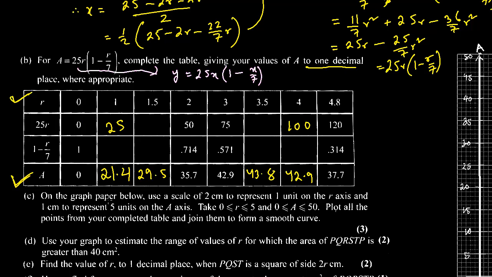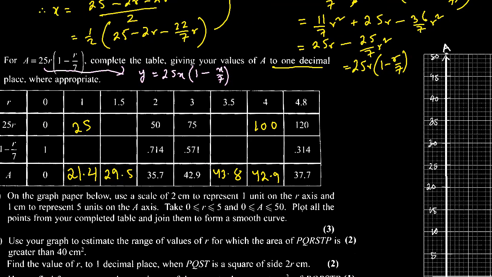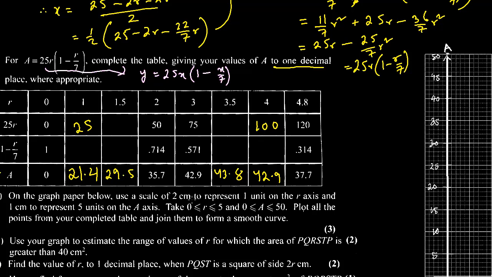Okay, question number C. On the graph paper, they're telling us 2 centimeter. Remember, every square is 1 centimeter. So 2 centimeter means you have to use 2 squares for 1 unit on the x-axis. The x-axis is our r-axis here, so we need 0 to 5. And for the y-axis, every centimeter, every square, represents 5 units.